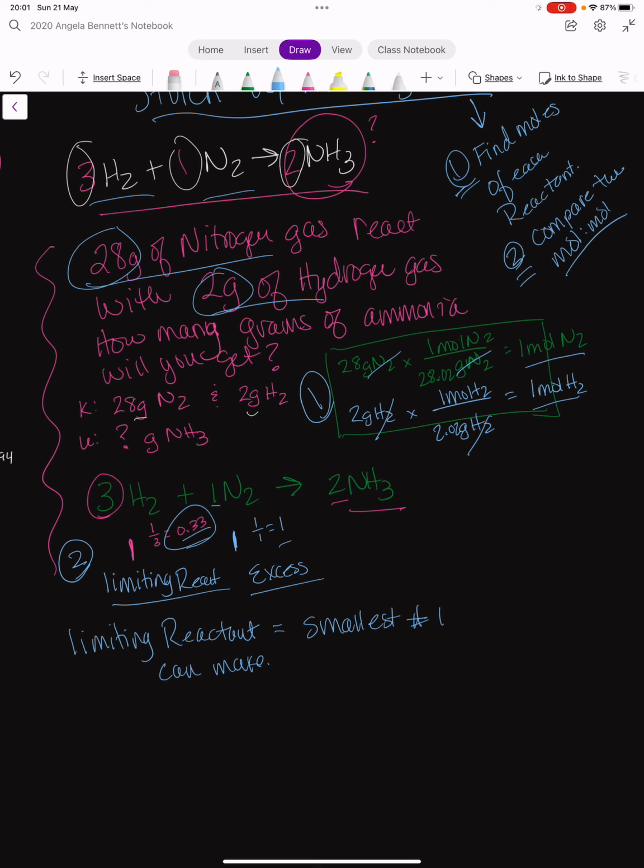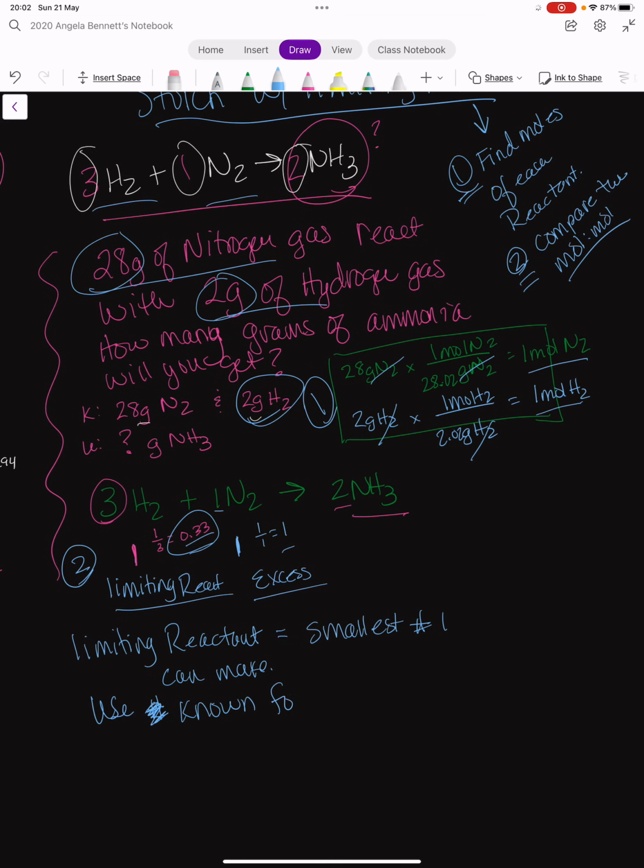So if hydrogen gas is my limiting reactant, that means I use hydrogen gas's information. So you will use the known, I was going to say number of moles, but that might not work out. So we're going to use the known for the limiting reactant to solve the problem.